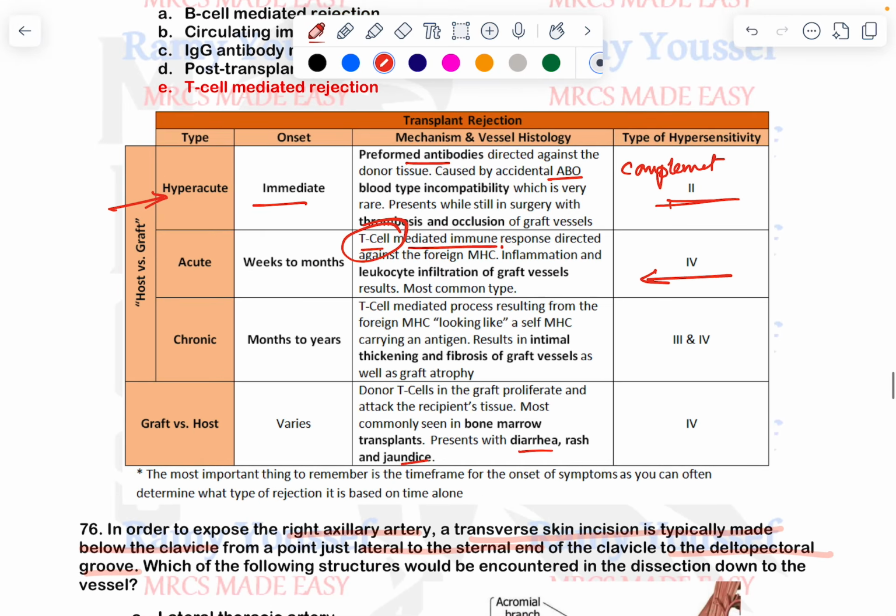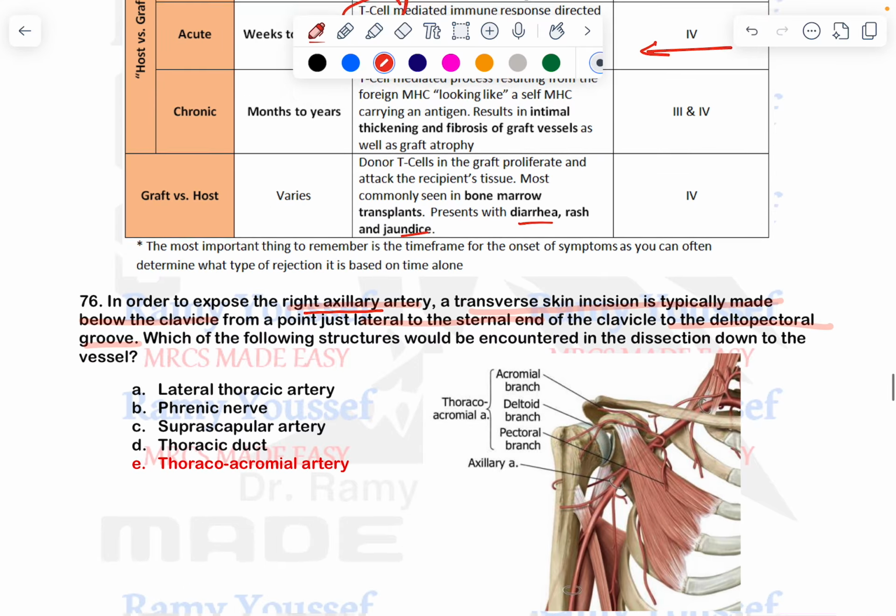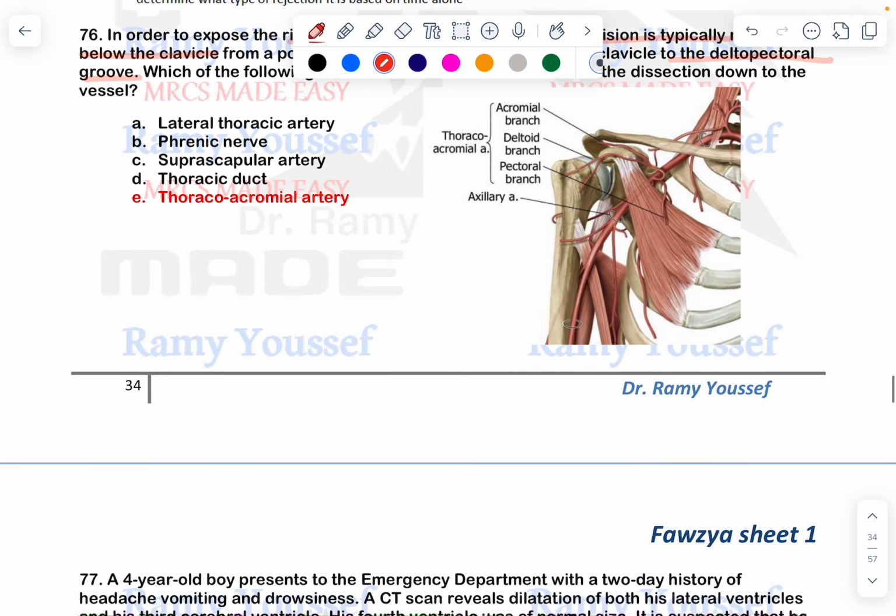In order to expose the right axillary artery, this is a common question: which structure is encountered in the dissection? The thoracoacromial artery is encountered, and what is not is the joint capsule.